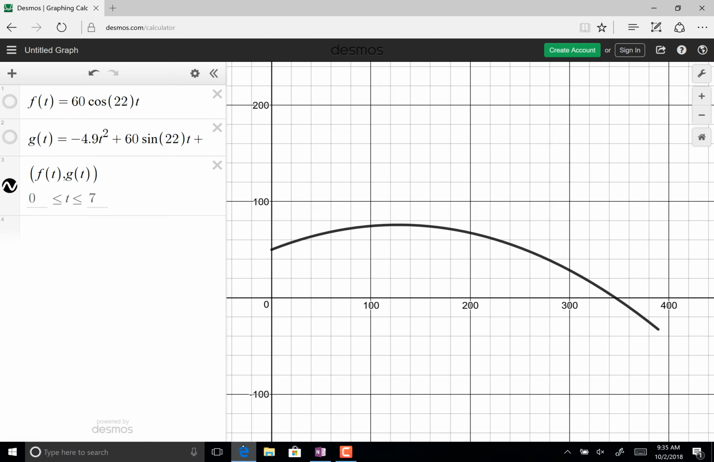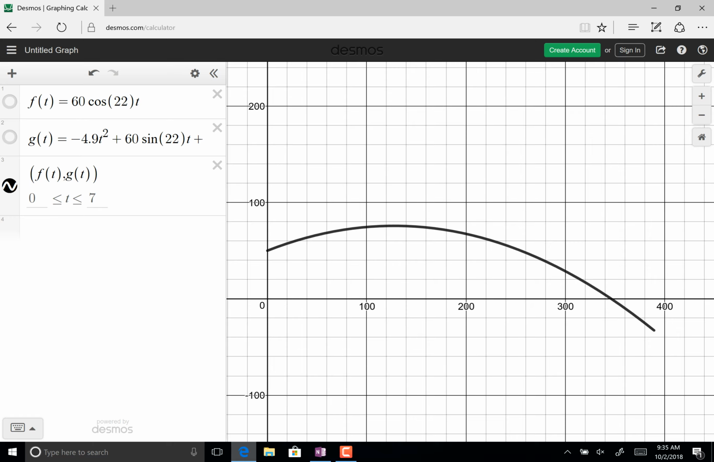The only problem with parametric equations is you can't trace them. But you can get a very good idea of what the path of the ball looks like. Right there. Notice that it hits at a place in time. It hits at a place, yes?